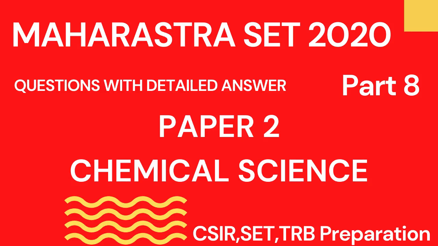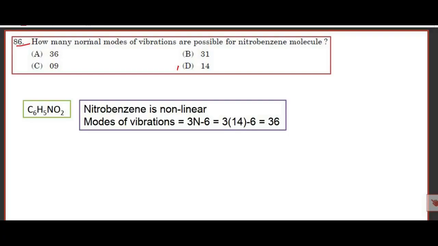Maharashtra SET 2020 question with detailed answer. Paper 2 Chemical Science Part 8. Question number 86. How many normal modes of vibration are possible for nitrobenzene? So this is nitrobenzene.